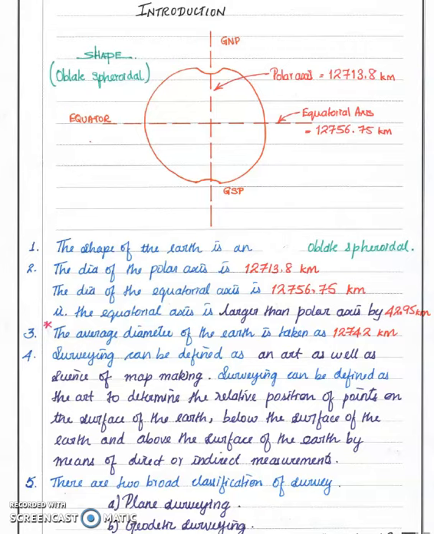I think now you can view my screen. This is the shape of Earth. The exact shape of Earth is called oblate spheroid. There is a difference between a sphere and a spheroid, because our Earth has some flattened portion at the north pole as well as at the south pole, the geographical north pole and geographical south pole.